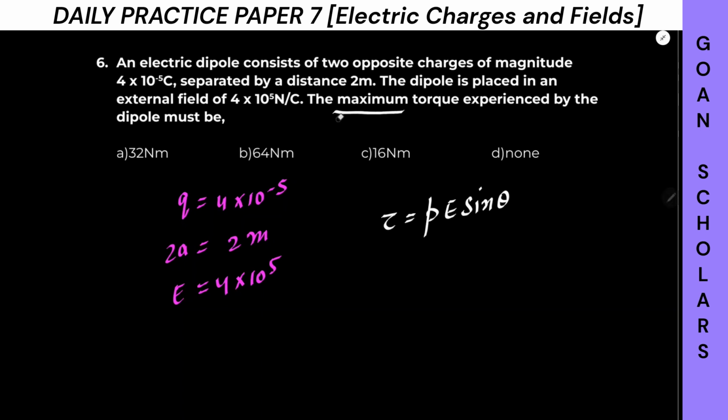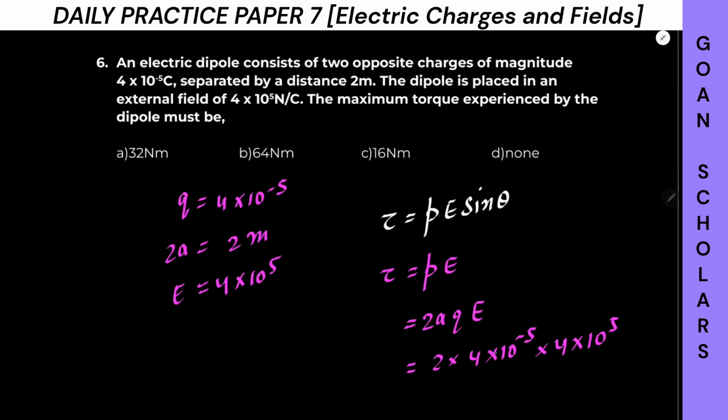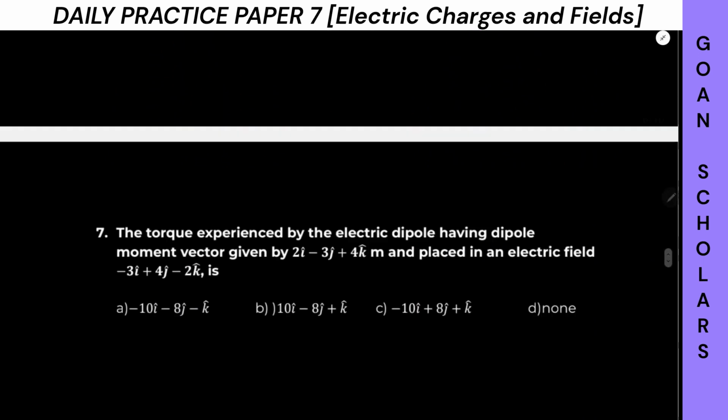So in a direct way, they are saying that theta is 90 degree, in words. So torque tau will become P into E. What is P? P will be 2aQ into E. Now what is 2a? 2. Q, charge. Charge here is 4 into 10 to the power minus 5. And electric field is 4 into 10 to the power 5. So this will be 4 fours are 16, 16 twos are 32. Okay, and 10 to the power minus 5 and plus 5 cancel. So 32 Newton meters. That's our option A. Clear? Let's move to question number 7.